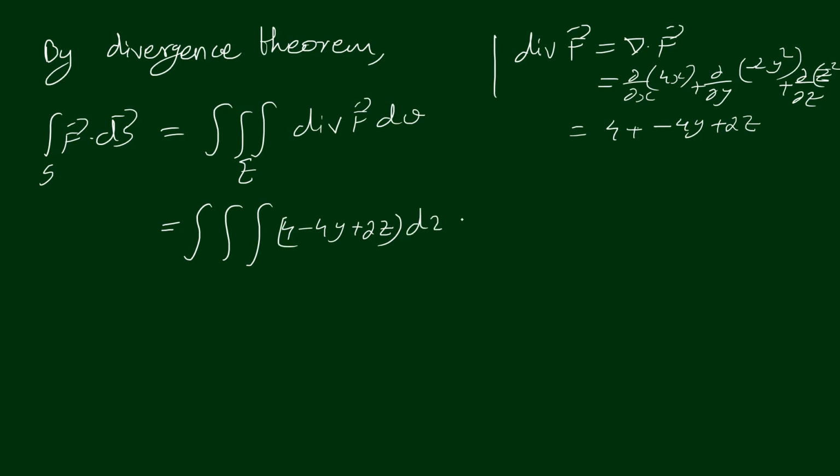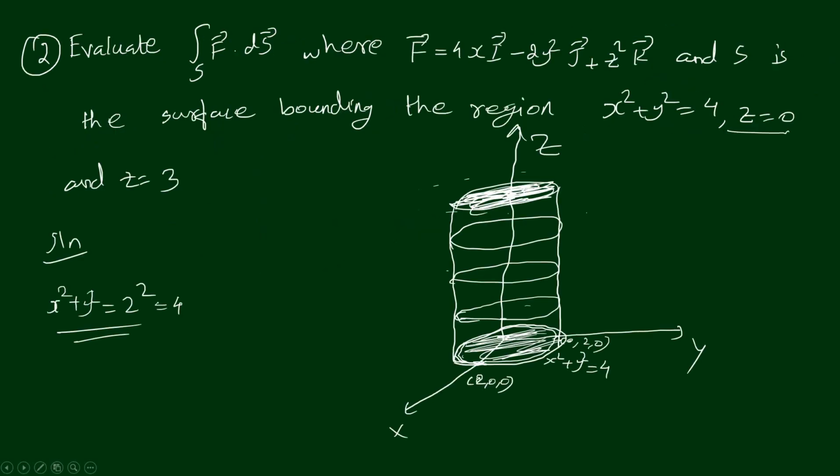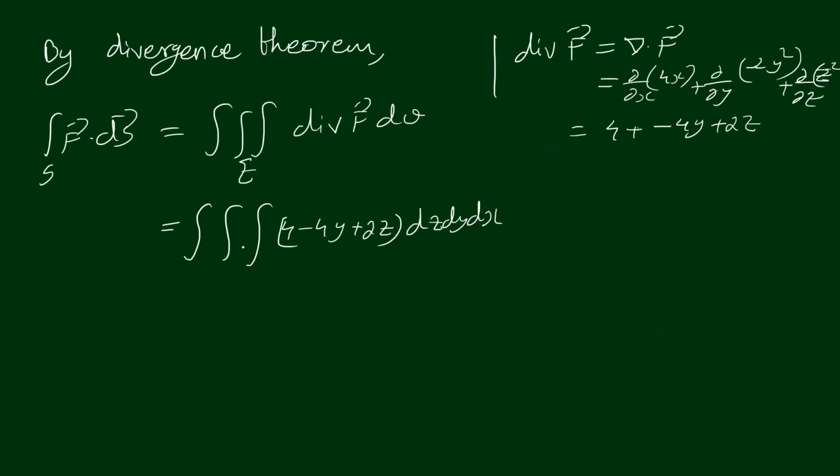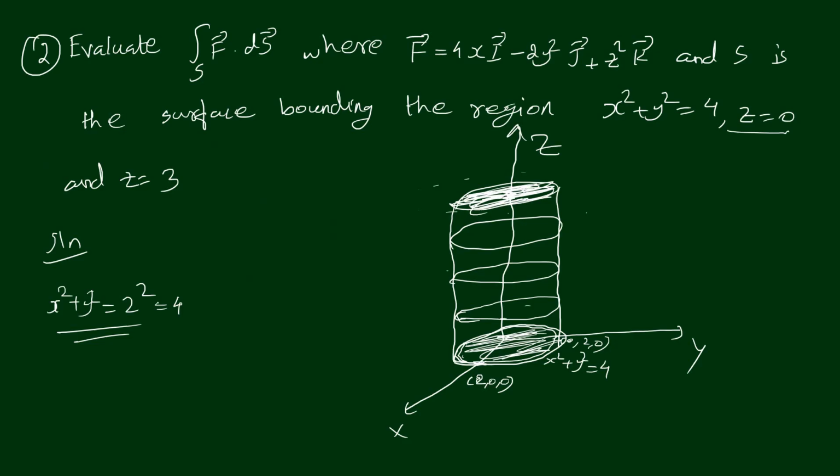dV is dz dy dx, in any order we can write, that is up to you, over the region. Now we need the limits. So how to identify the limits? What is the limit of z? Here it is given that z varies from 0 to 3, which you can write directly. Now what is the limit of y?